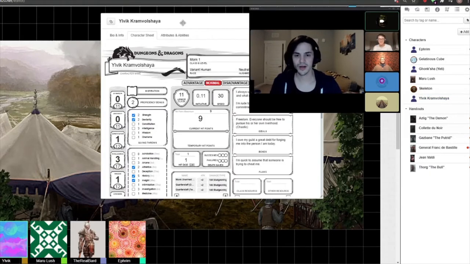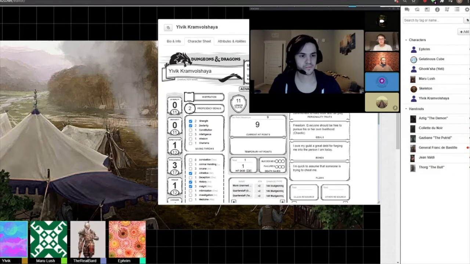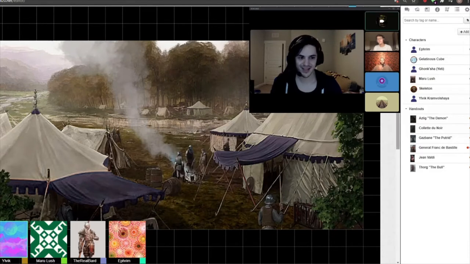Is he any particular race, or did you end up making a human monk? I made him a human, but I picked his thingy, but I can't find where that is. Fantastic. Okay. The human monk, Ilvik, sounds like he comes from foreign lands, comes to the general's tent, and behind him comes Maru, if you could describe your character.